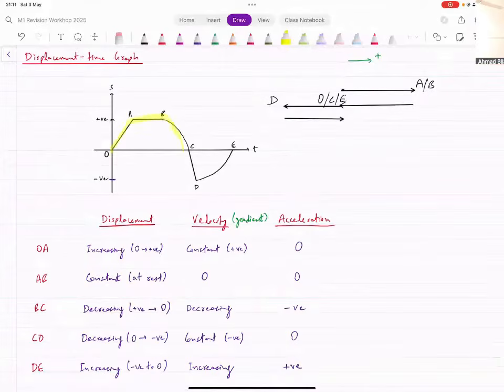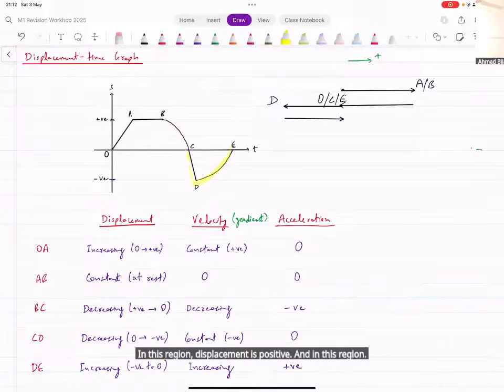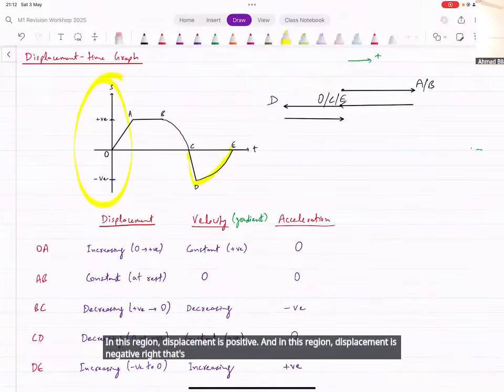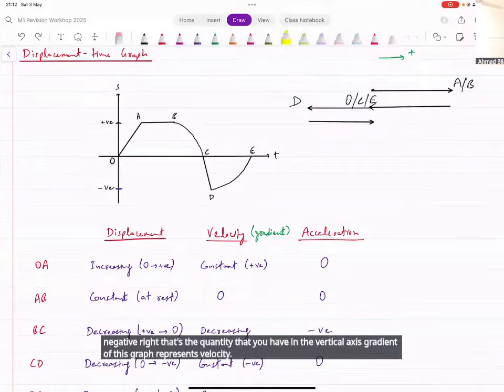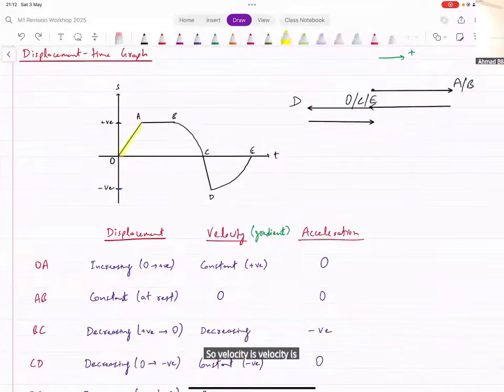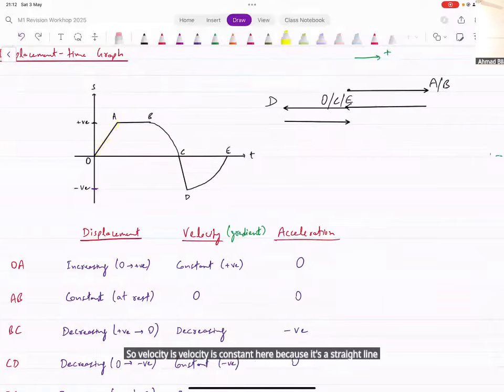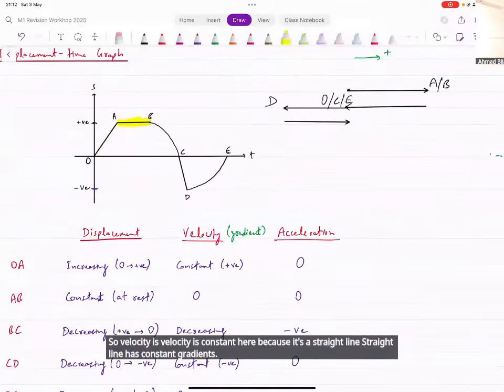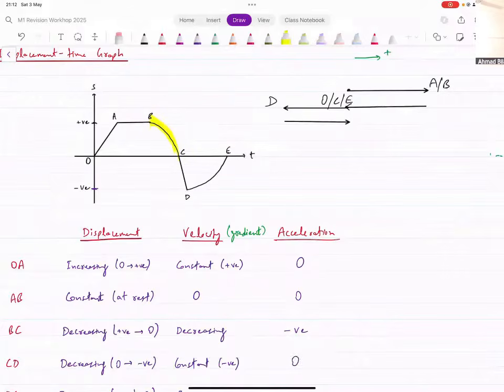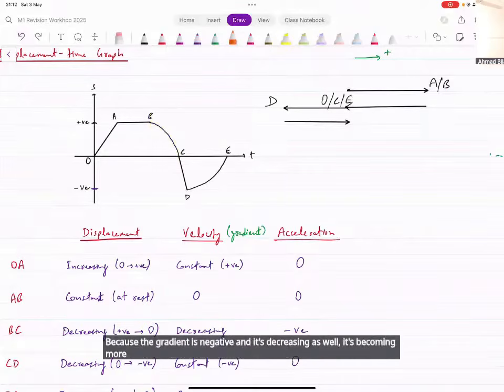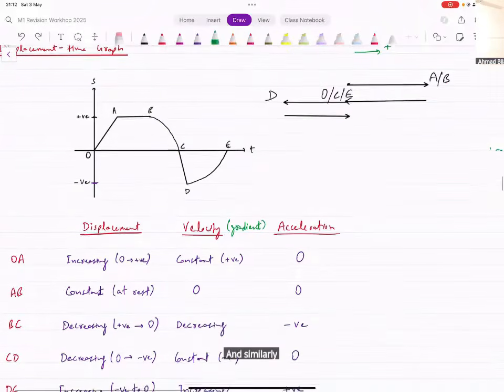In this region, displacement is positive, and in this region, displacement is negative, right? That's the quantity that you have in the vertical axis. Gradient of this graph represents velocity. So velocity is constant here because it's a straight line. Straight lines have constant gradients. It's zero here because the gradient is zero. The velocity is negative here because the gradient is negative, and it's decreasing as well. It's becoming more steep in the negative direction. And similarly for the other ones, you can see that here.